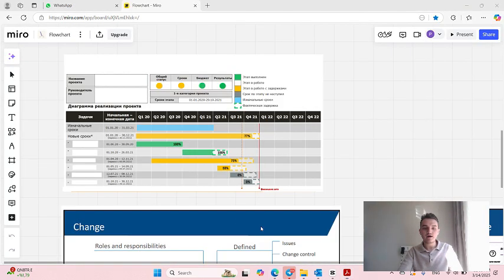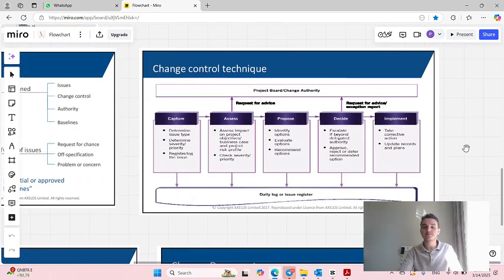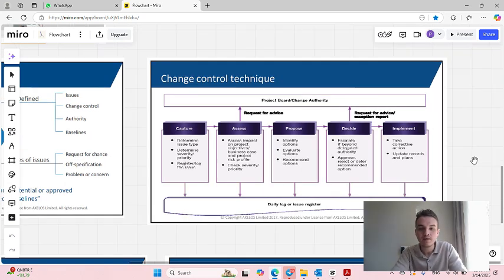At first, I want to discuss with you the basic steps of change management. This is a Prince 2 methodology and the basic steps for addressing change control. We have steps that are defined as capture, assess, propose, decide, and implement. On the top, we have the project board to change authority. Basically, it means someone or something that is responsible for approving changes and your solution to such changes.